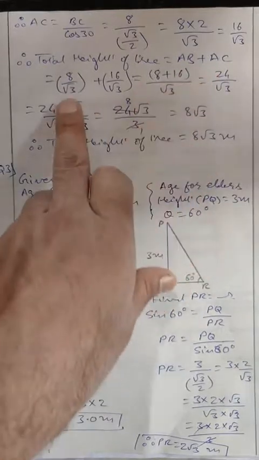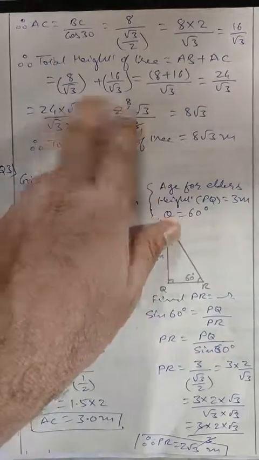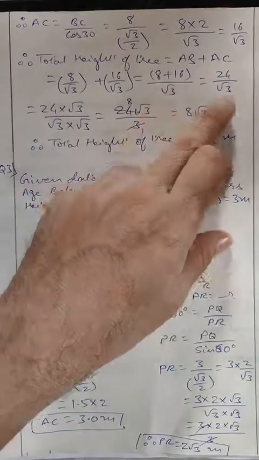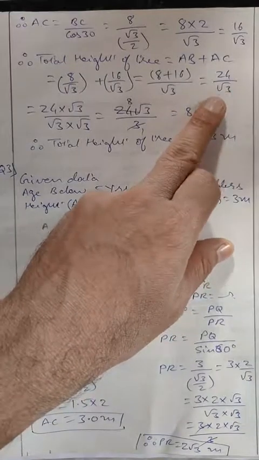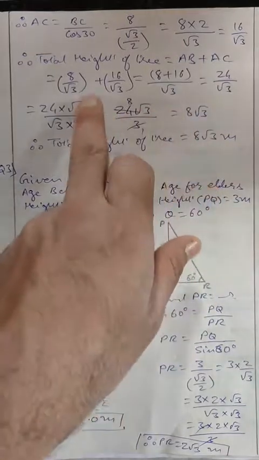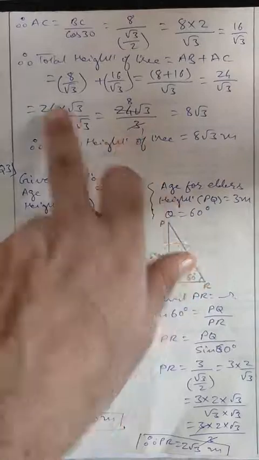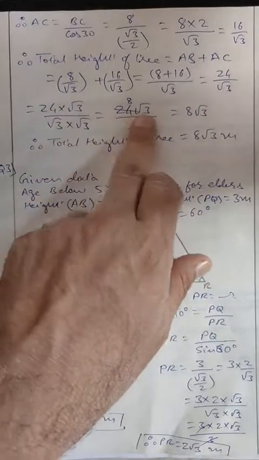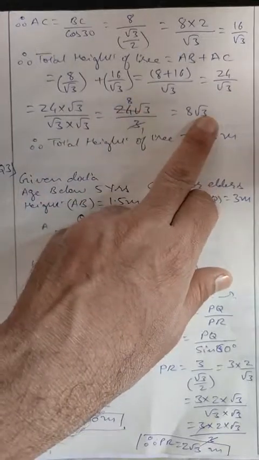That is AB plus AC. 8 upon root 3 plus 16 upon root 3. Root 3 is common. 8 plus 16, it becomes 24 upon root 3. Always note that we do not want root at the bottom. So we are going to use the conjugate. So divide and multiply by root 3. Root 3 into root 3 becomes 3, and in the numerator 24 root 3. 3 ones are 3, 3 8s are 24. So the answer is 8 root 3.